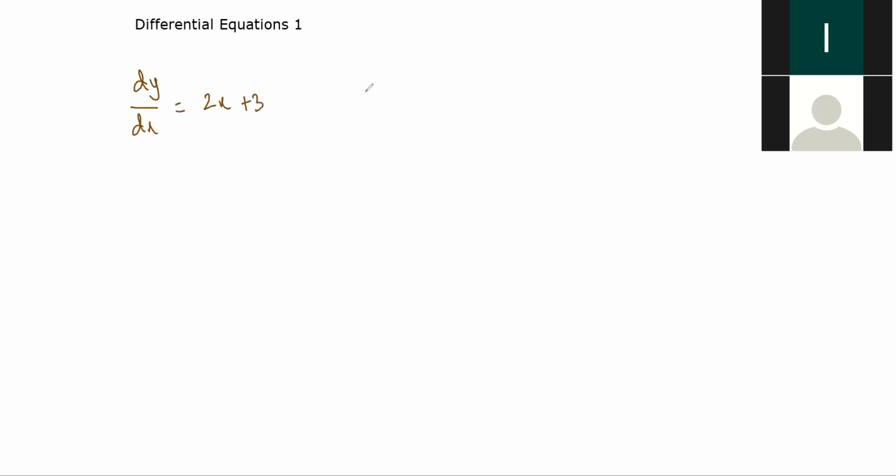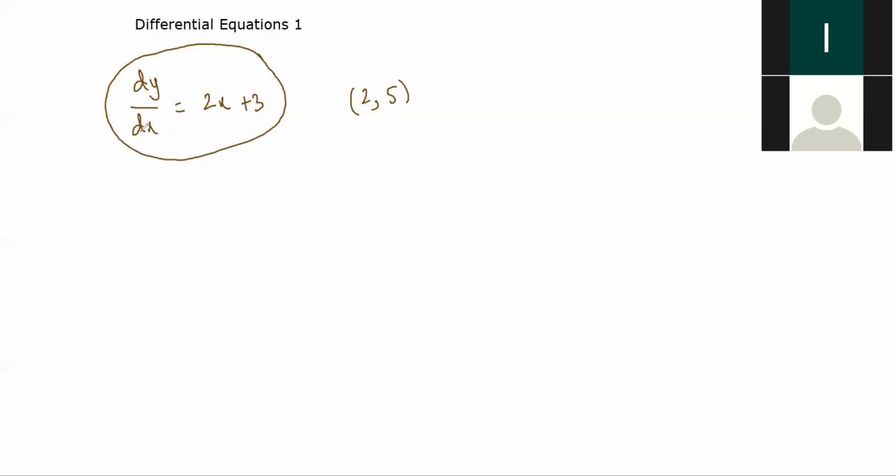And then you were given a point, like the point (2, 5), and you had to find the equation of the curve. So this equation, dy by dx equal to 2x plus 3, is a differential equation. Any equation which has a dy by dx or any kind of differential notation in it is called a differential equation.